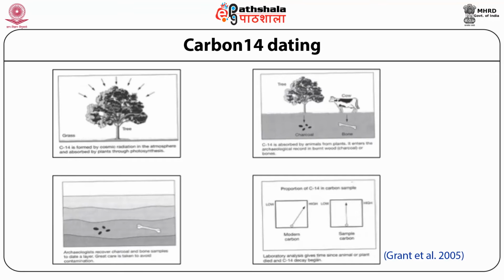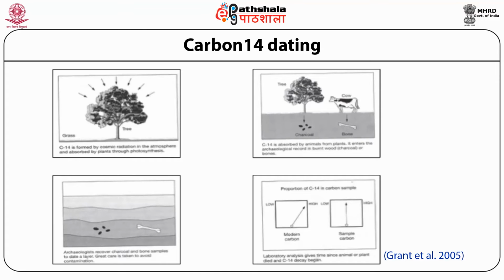The commonly used absolute dating examples are carbon-14 dating, potassium argon dating, amino acid racemization, fission track, thermoluminescence, uranium series dating, and paleomagnetism. There are other dating methods, but these are not directly associated with dating of fossils, like dendrochronology. Now let's discuss carbon-14 dating.